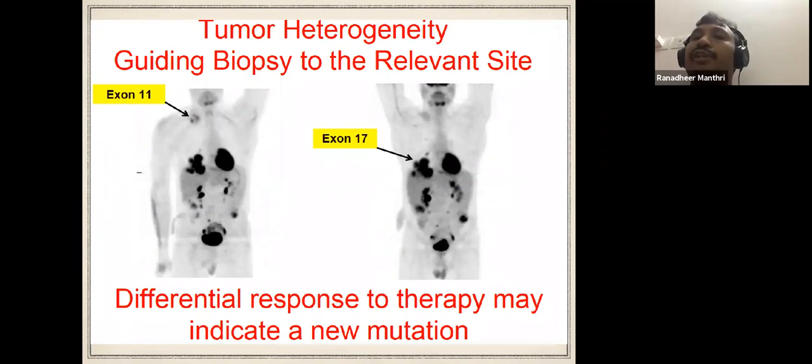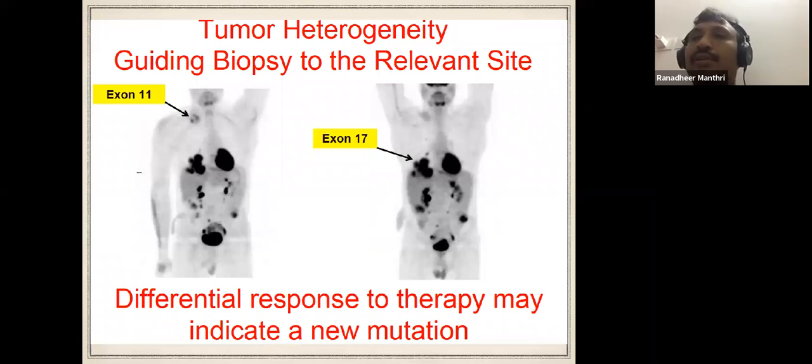See, tumor heterogeneity, guiding biopsy to the relevant site. See, a new therapy is formulated. Exon 11, this is a pre-treatment scan, this is a post-treatment. This is a pre-treatment scan, there is a supraclavicular node, right? Supraclavicular node. And exon 17, there is a mutation in exon 11.